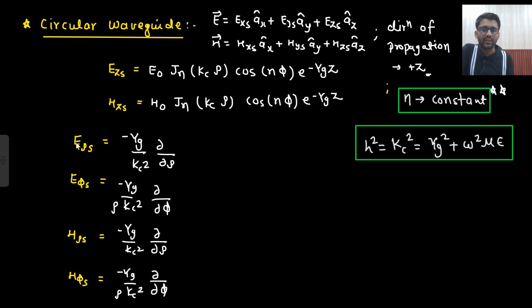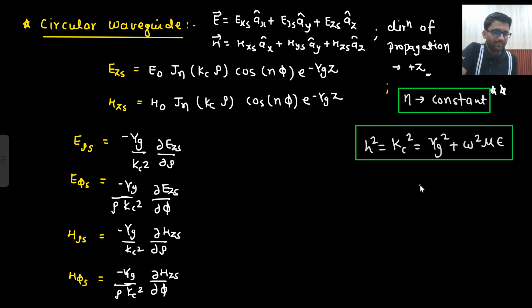Not tough at all. Now, if this is E, we write Ez dash. If this is H, we write Hz dash. In the same manner, we wrote down the expressions for our rectangular waveguide as well. There this rho was not there. Why is rho there now? Because d phi never comes alone, it comes with rho d phi. Rest all things are the same.